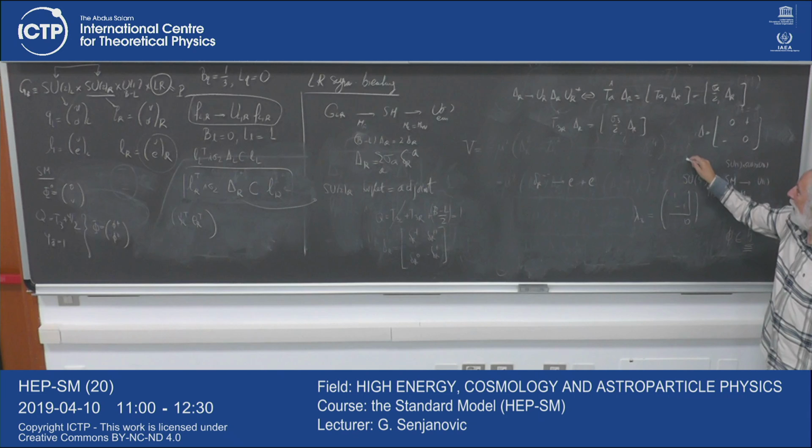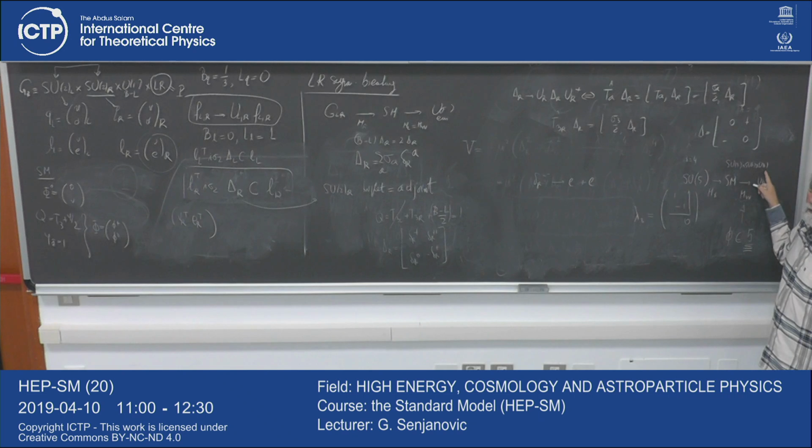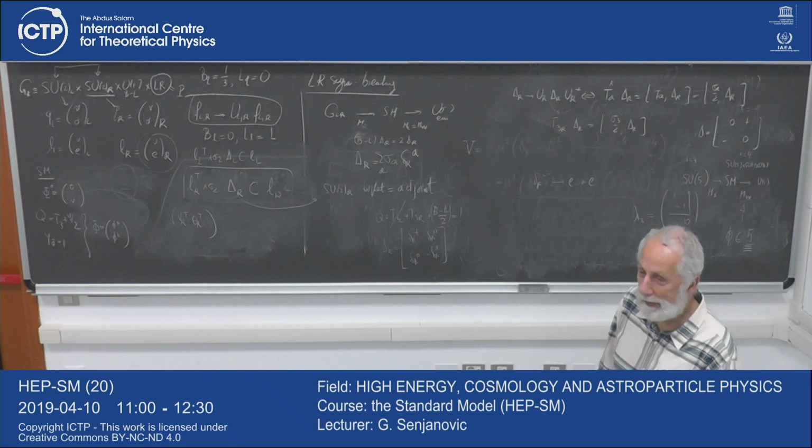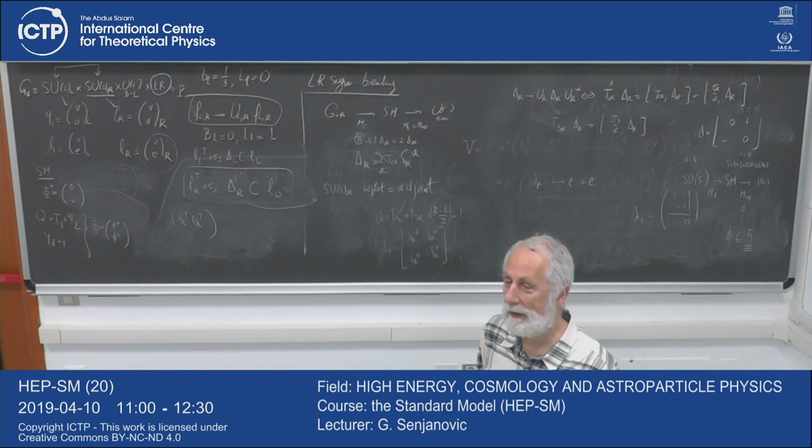The rank of SU5 is 4. The rank of the standard model is 4. So here I will use the Higgs that doesn't break rank. We've learned that, if you remember, it was the adjoint, okay?